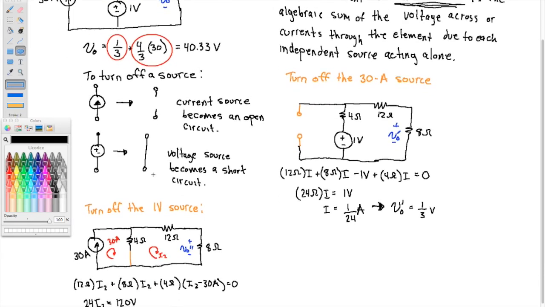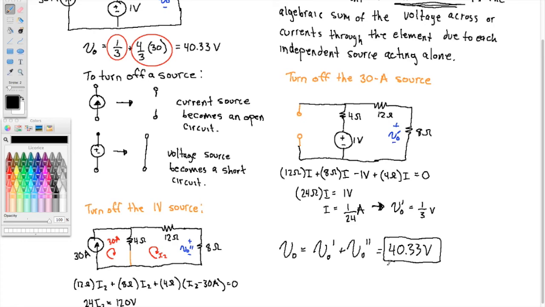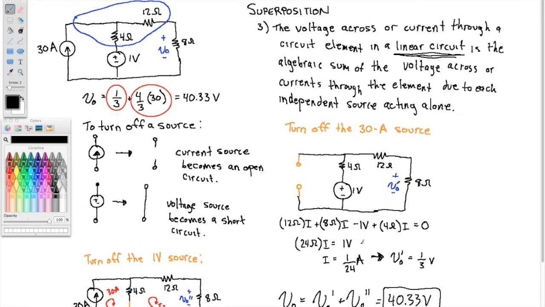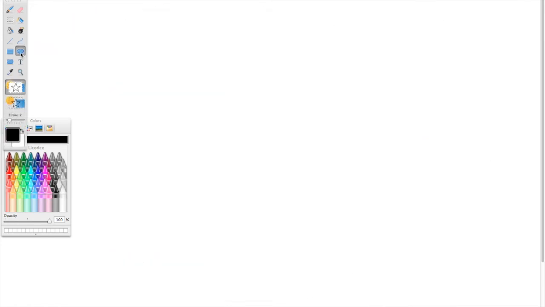So now finally superposition says, okay, if I want V0, V0 equals V0 prime plus V0 double prime, and so that is 40.33 volts. Done. This is big. This is huge, a huge result for linear circuits. All right, let's look at another example with three sources.